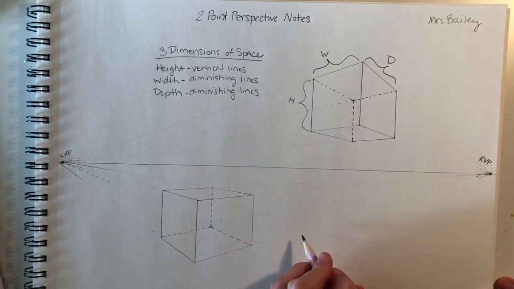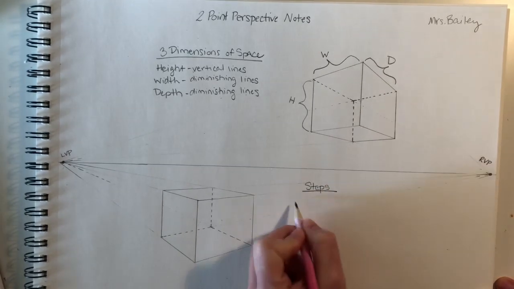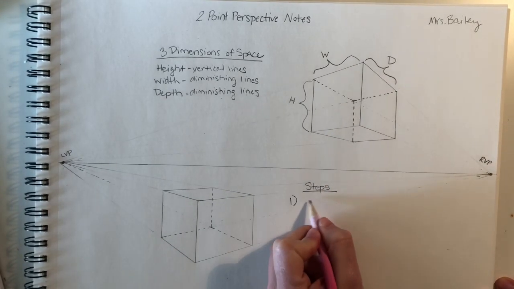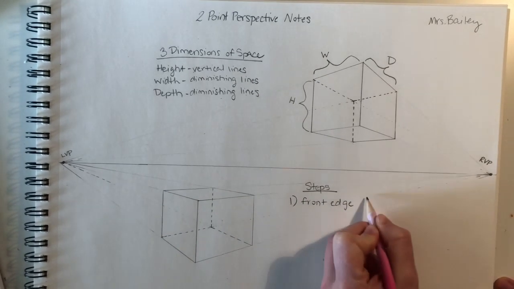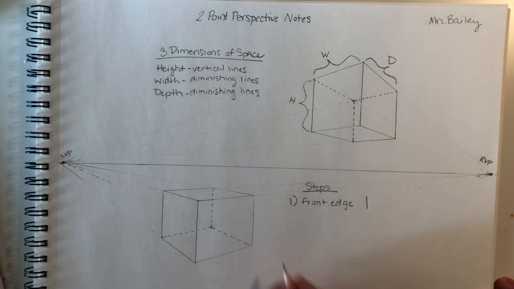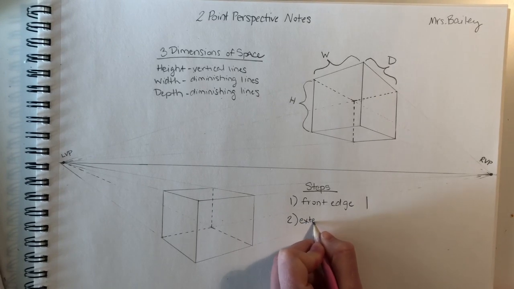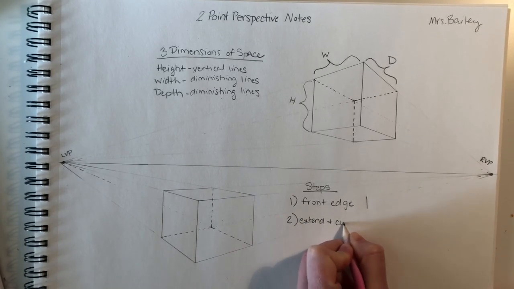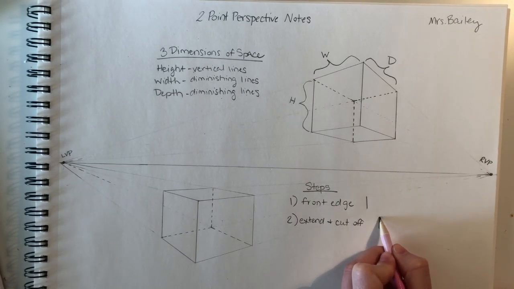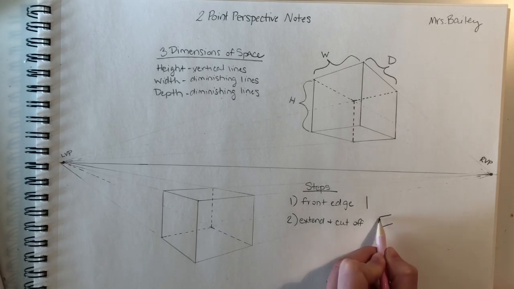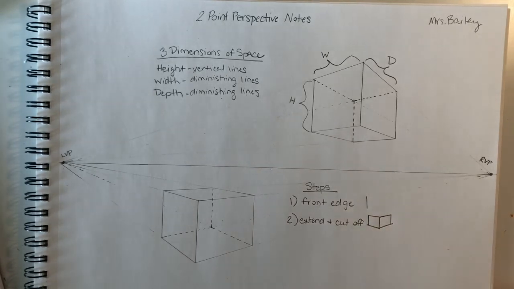The steps now to review are going to be: we're going to draw the front edge, and this is just going to look like a vertical line. Step 2, we're going to extend and cut off. So we're going to take both sides to the vanishing point and cut them off with a vertical.